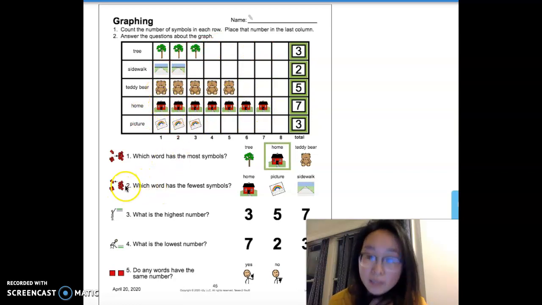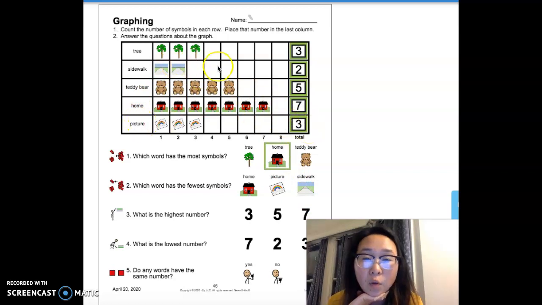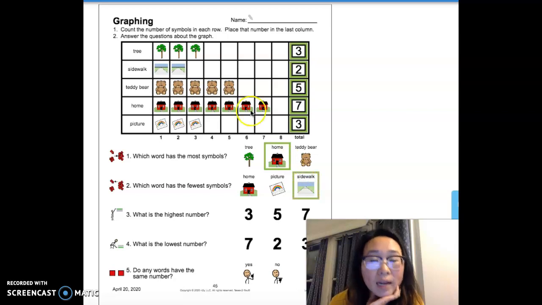Let's do number 2. Which word has the fewest symbols? Not so many. Few. Home, picture, or sidewalk? The answer is, let's see, we have home is 7, picture is 3, sidewalk is 2. Which one has the least? Sidewalk has the fewest symbols.